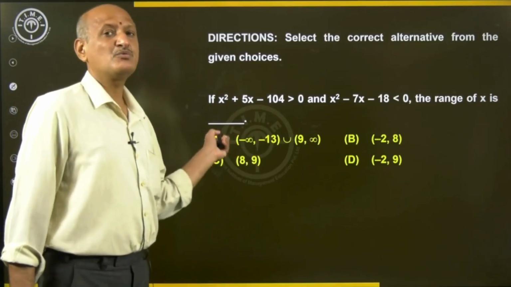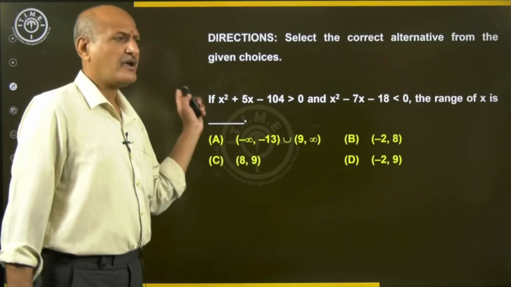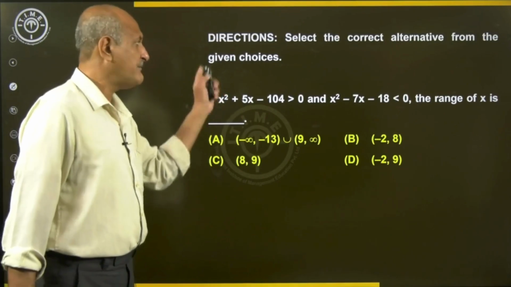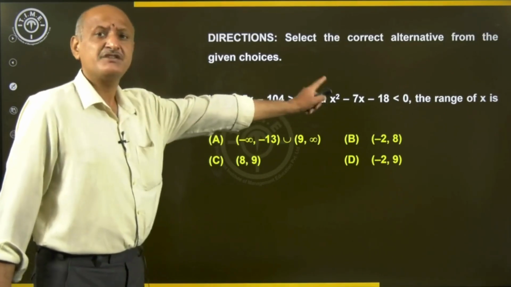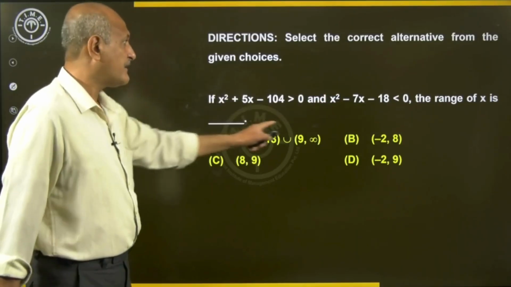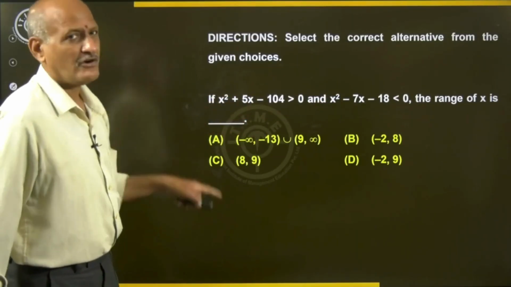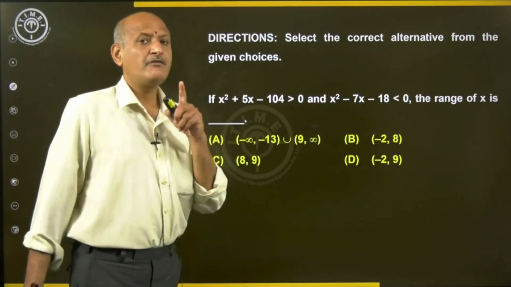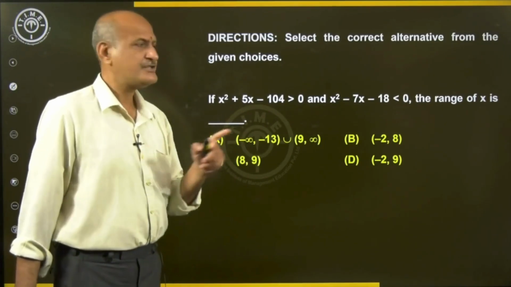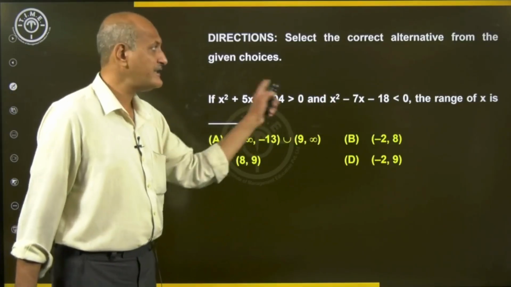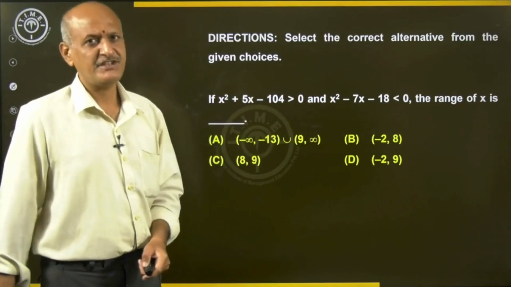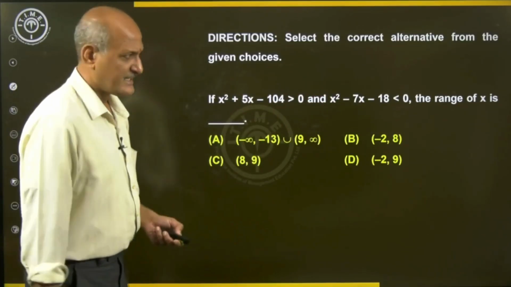We find there are two quadratic inequations, simultaneous inequations. Given these two simultaneous inequations, the question is asking to find the range of x. We need to find the values of x in a range. From these options, we need to find the values for x in a given range which satisfy these simultaneous inequations. Now let's understand this.